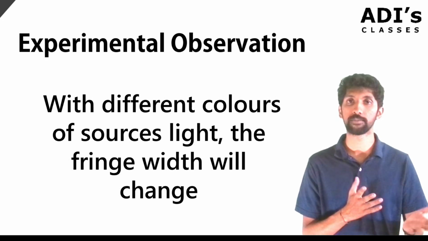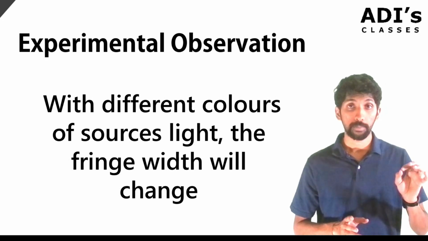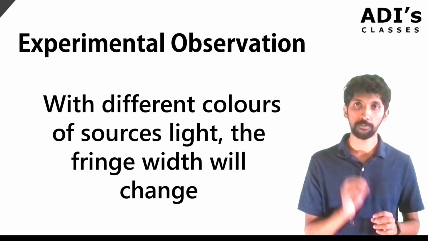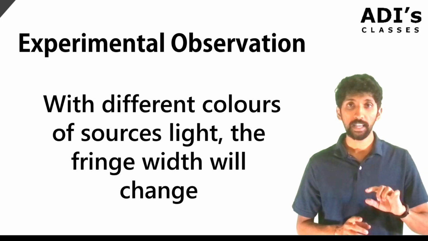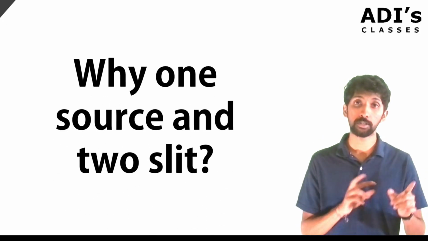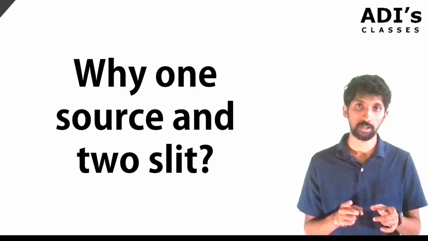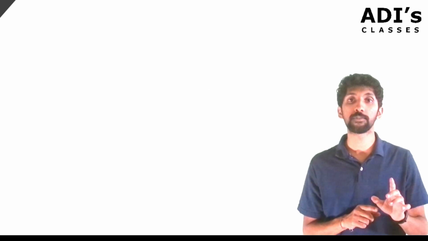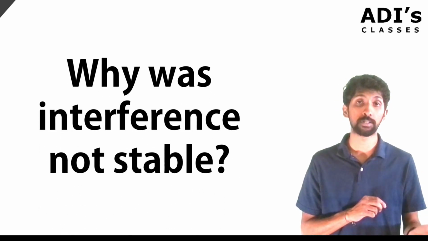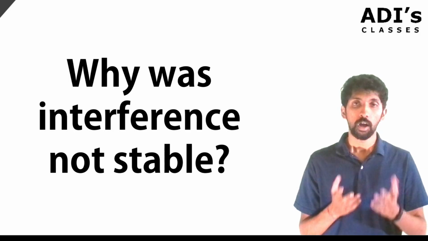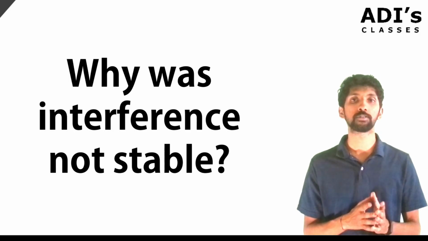Now, one very important point which we have to notice is why he took one source and two slits rather than taking two sources. Like, why was the interference not stable? Why was it not sustainable? All those questions you will get to know the answer to in the next video.